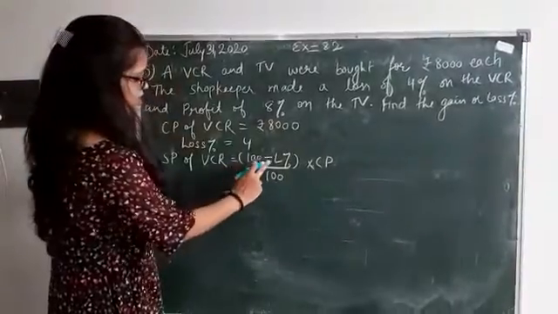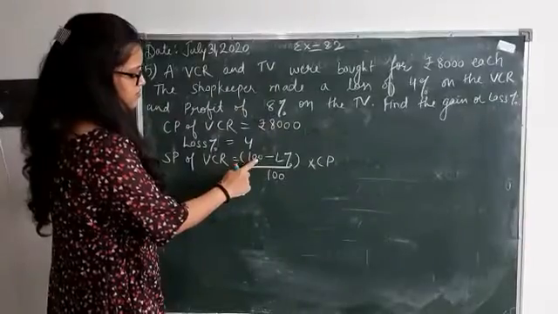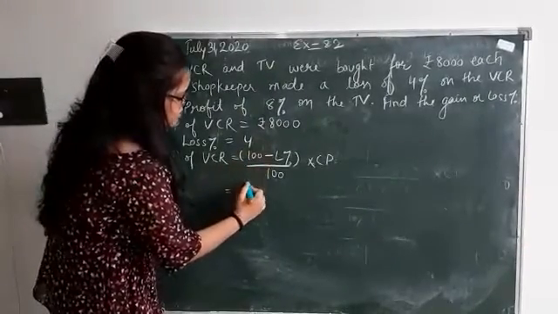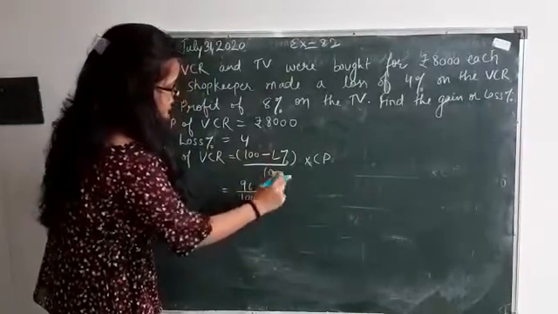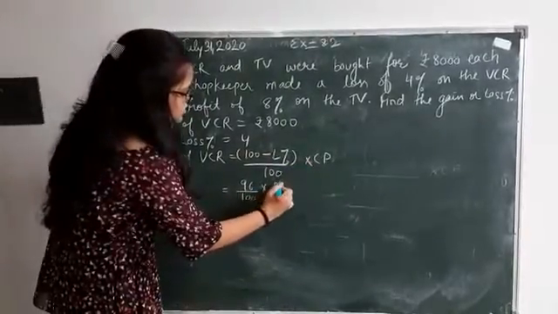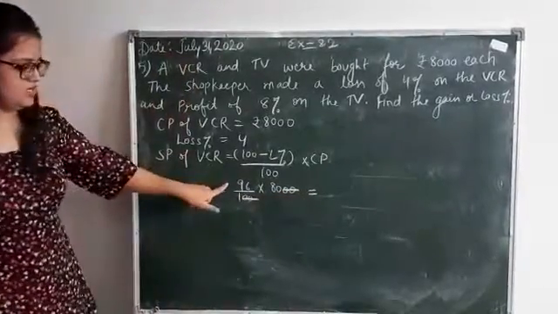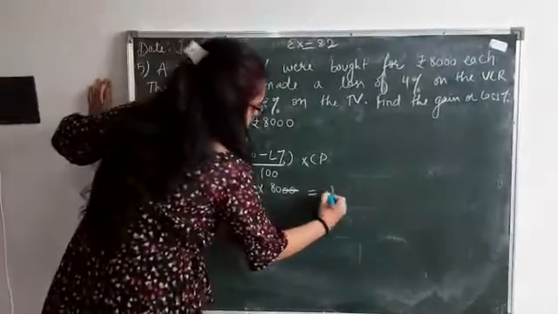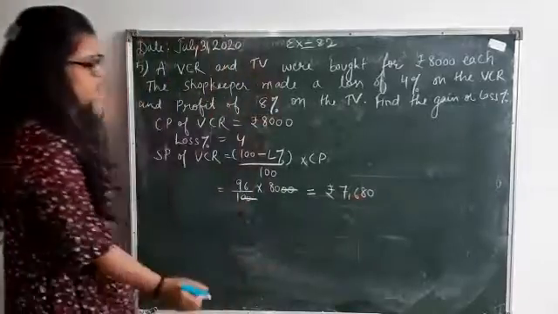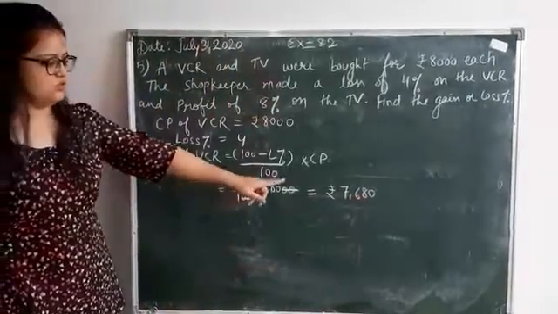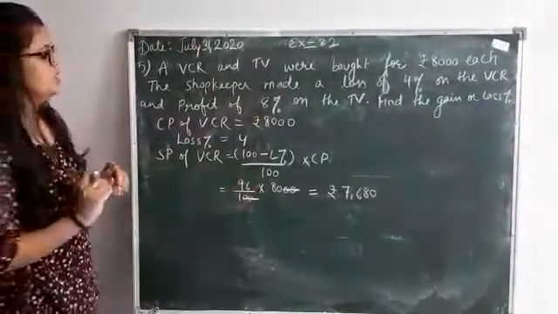It is equals to 100 minus loss percent, and the loss percent is 4. That means it will become 100 minus 4. 100 minus 4 is 96 upon 100, and the value of CP is 8,000. 2 zeros cancelled, and 96 multiplied by 80, it will be 7,680 rupees. This is the selling price of VCR. In the same way, we will find out the selling price of TV now.